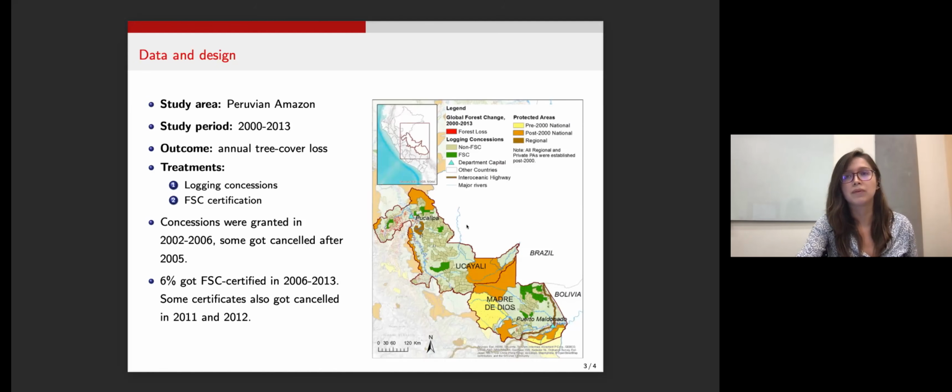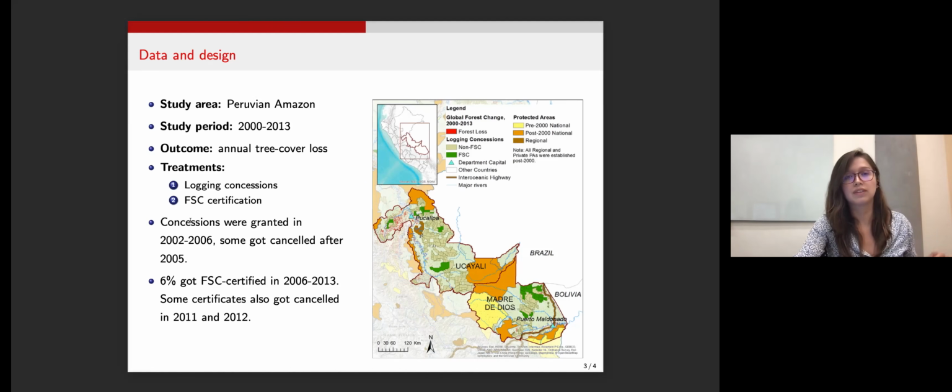So this is a map of part of the study area in the Peruvian Amazon. These little areas are the forest concessions. The green ones are the ones that got certified. And we can create a panel data set because we also observe forest loss annually in each of these concessions between 2000 and 2013. So we're going to use this variation over space and time to identify the treatment effect. And again, just as a reminder, we have the two treatments, the logging concessions, and then those that got certified.